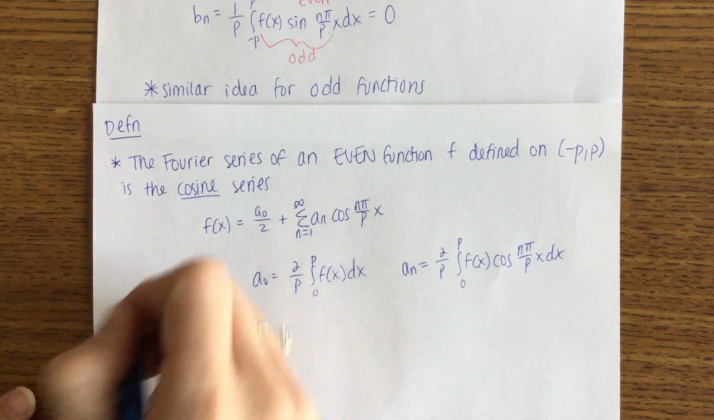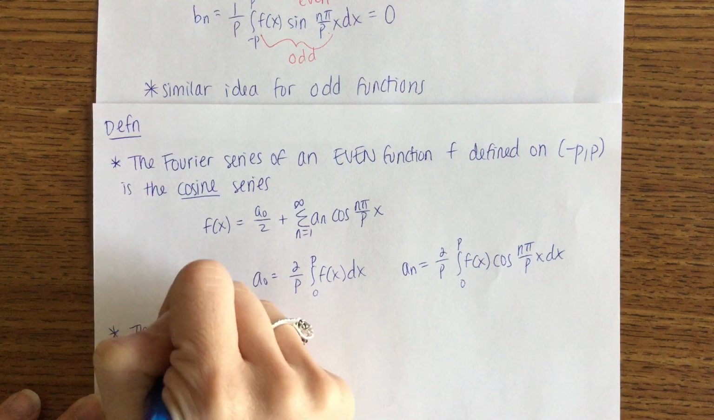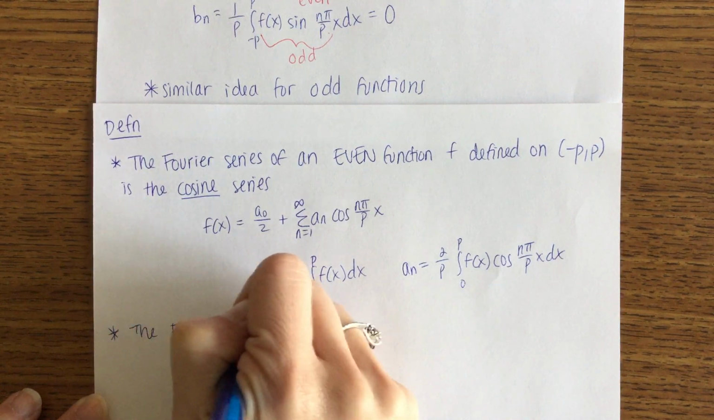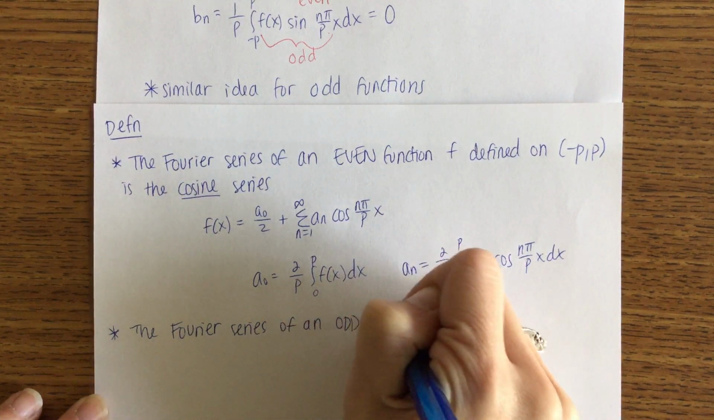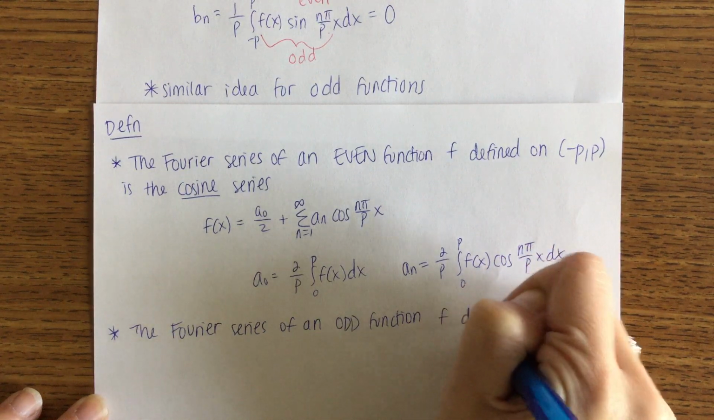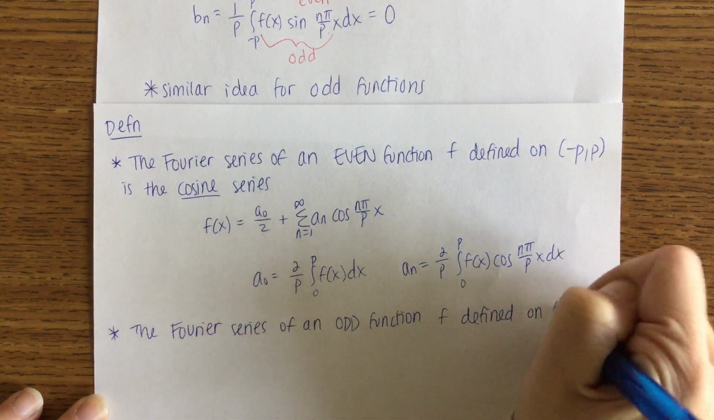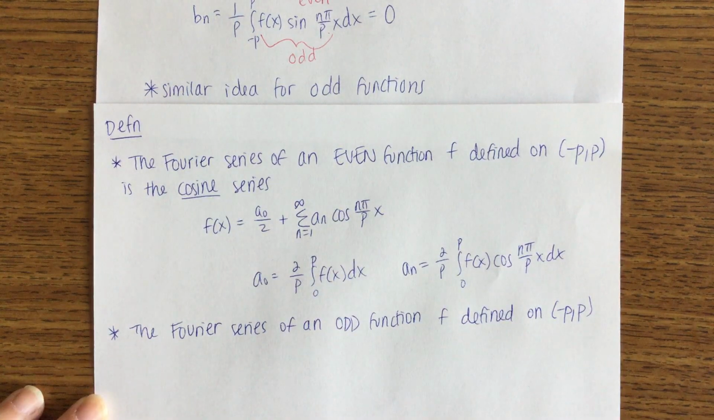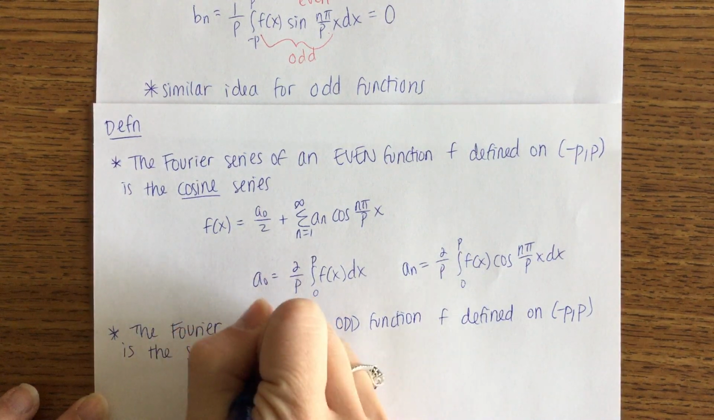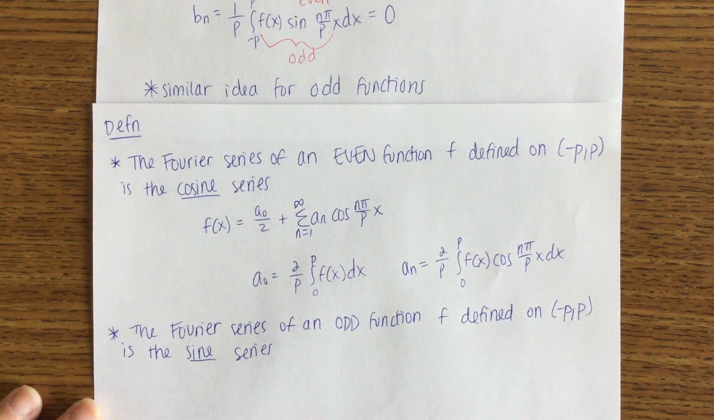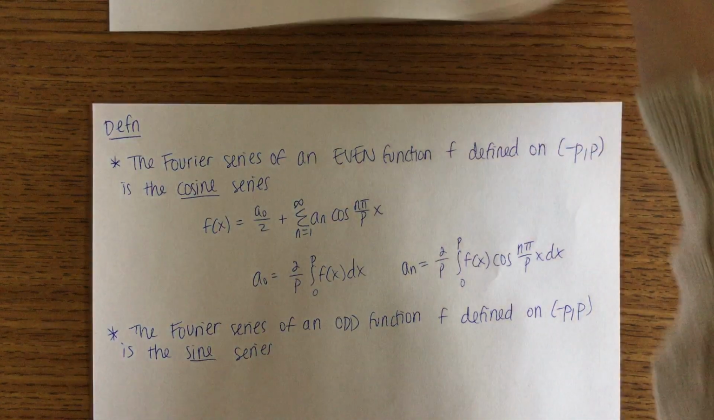That's our cosine series. That's for an even function. Now, if we have an odd function, if we find the Fourier series of an odd function, this is called the sine series. Okay, you should be able to intuitively figure out the sine series.